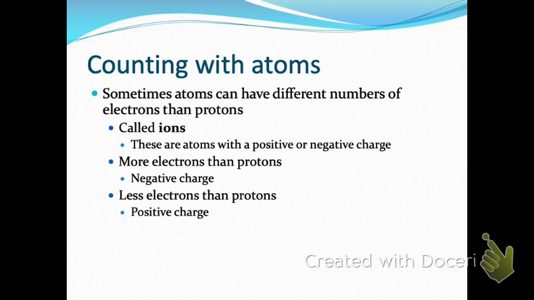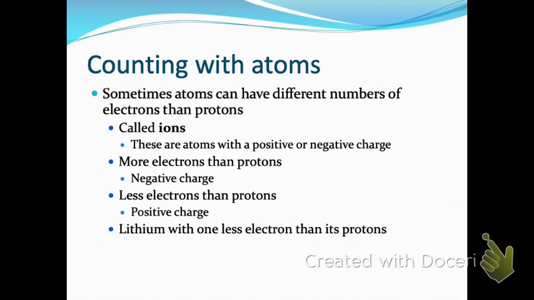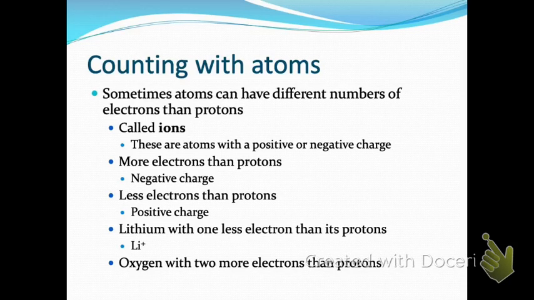Okay, so this next one, you don't have to write it down. I just want you to think about this. Okay, if I have lithium with 1 less electron than its proton, what would its charge be? Positive 1, right? You got to keep the number on there. So that would be written lithium plus, right? If there's no number written there, we assume it's a 1. Okay, so lithium plus 1. If I have oxygen with 2 more electrons than protons, what would that be called?